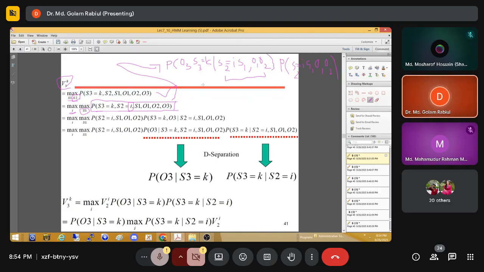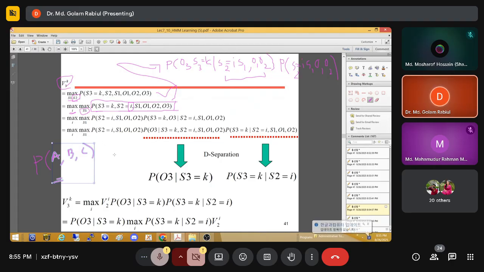Okay, why can we write it? We can write it based on the chain rule of probability theory. What is it? From the product rule, if we have A, B, and C and we want to find the joint probability of the three, let's say A, B, C, then this probability we can write as the probability of A given BC times the probability of BC.